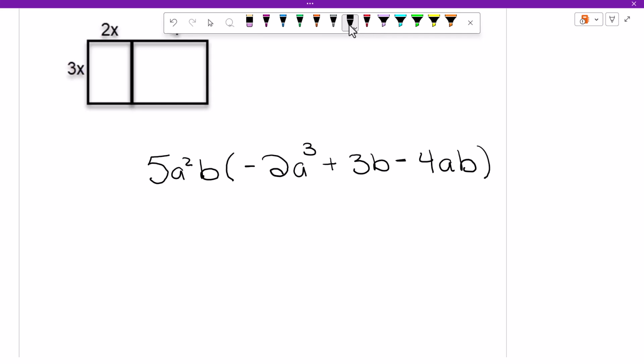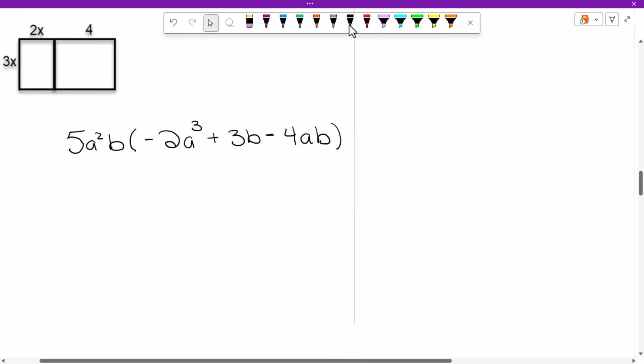Okay, so as you write it down, count how many terms are inside that bracket. How many terms are there? 3. How many multiplications are we going to have to do? 3. So make sure you don't miss anything. 3 terms, 3 multiplications this time. If you prefer, you can write out the T-chart to help you out.